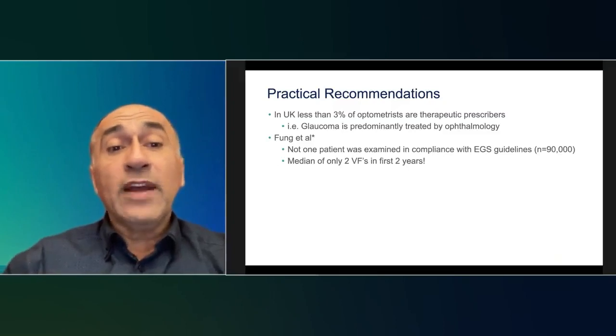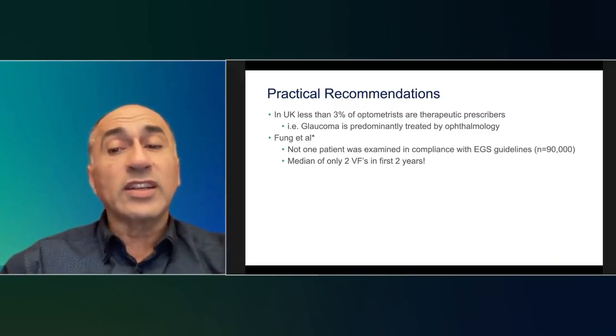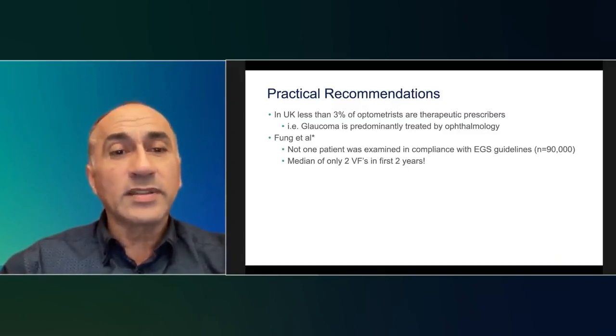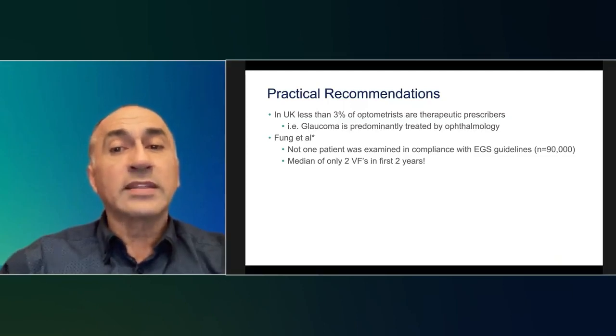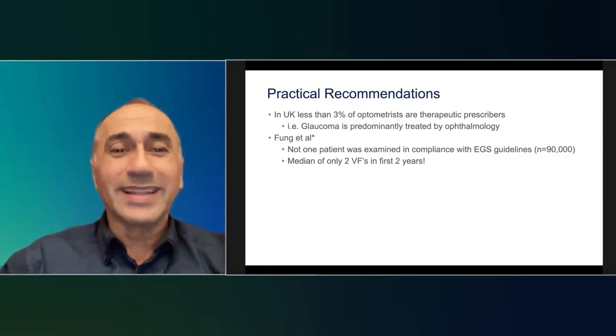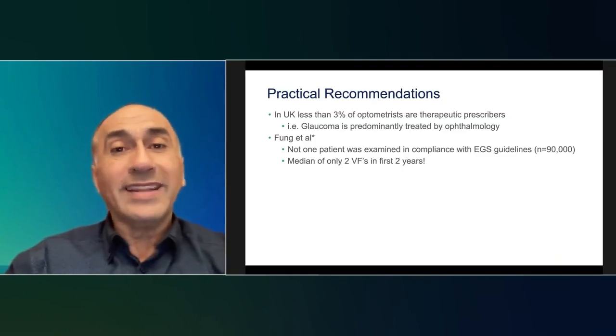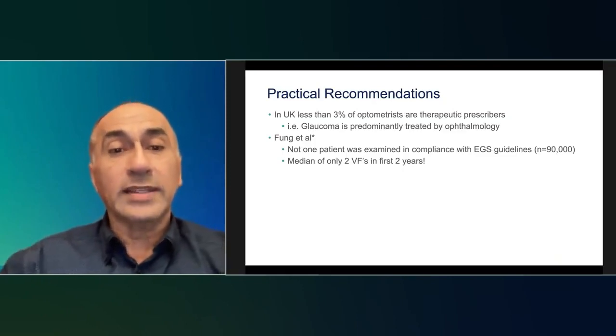A study by Fung found that not one patient was examined in compliance with European Glaucoma Society guidelines. So they looked at 90,000 patients in the hospital system, and not a single one had 6 visual fields in 2 years. In fact, the average was only 2 visual fields in 2 years, i.e. 1 per year, which is that useless one that I was telling you about that won't detect your rapid and catastrophic progressors till it's too late.